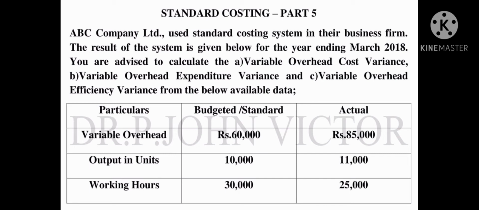See the below table information: particulars, budgeted or standard, then actual. Variable overhead value for the budget or standard is 60,000 and the actual is 85,000. Output in units is 10,000 units for standard and 11,000 units for actual. Working hours for the budget is 30,000 hours, and the actual is 25 hours. These are the information provided by the company. By using this we have to go for the working of the solution. Are you clear about this problem?